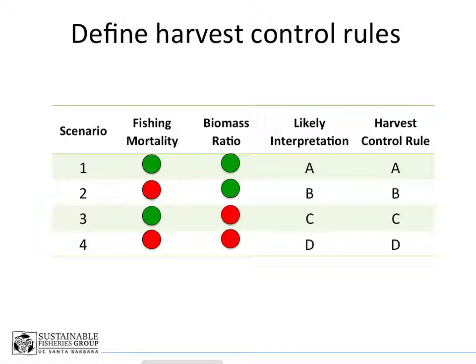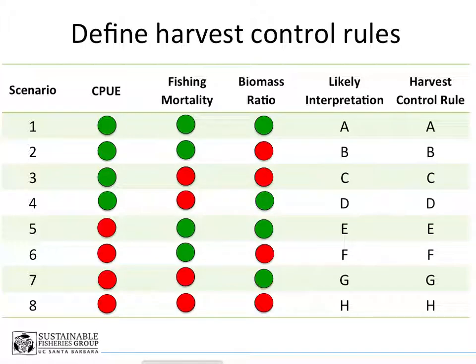Now here's an example with a 2-indicator framework. Things become a bit more complicated if we add a 3rd indicator. So let's say we're also collecting catch per unit effort data. In this case, we might add a 3rd CPUE indicator. So now we have 3 indicators. Now, things get a bit more complicated because there are 8 possible combinations of how these indicators might look. And for each of these 8 scenarios, we would need to think about the likely interpretation and the harvest control rule.